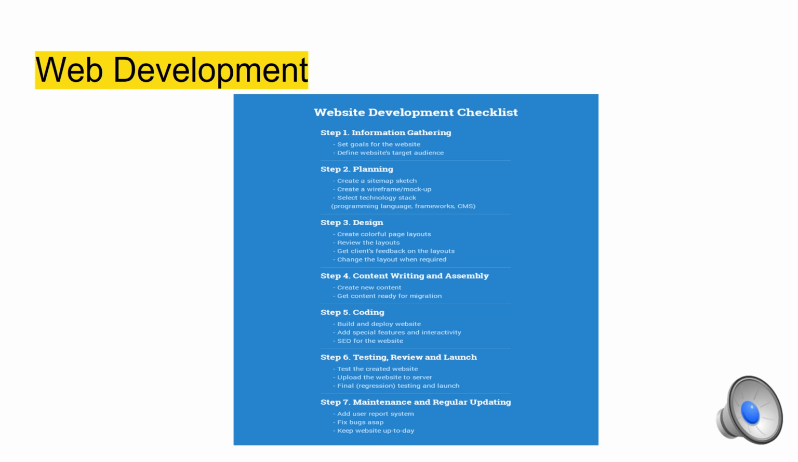This is a page of a web development organizer. Step 1 is information gathering. Step 2 is planning. Step 3 is design. Step 4 is content writing and assembly. Step 5 is coding. Step 6 is testing, review, and launch. And step 7, which is the last step, is maintenance and regular updating.